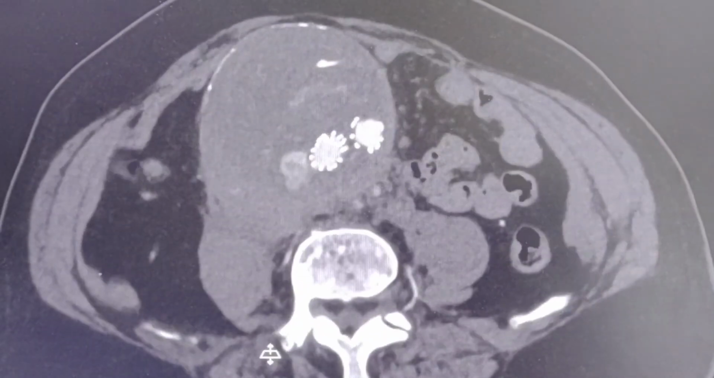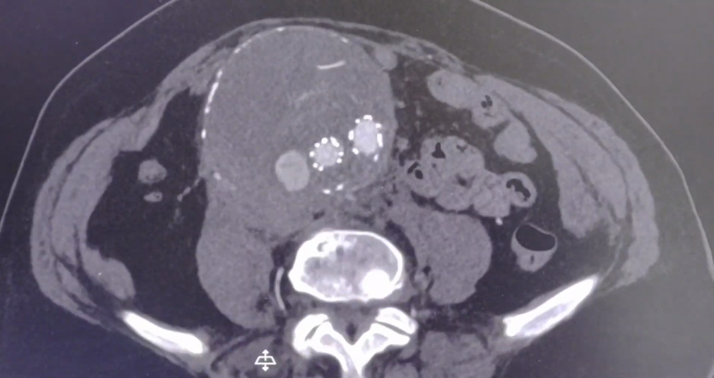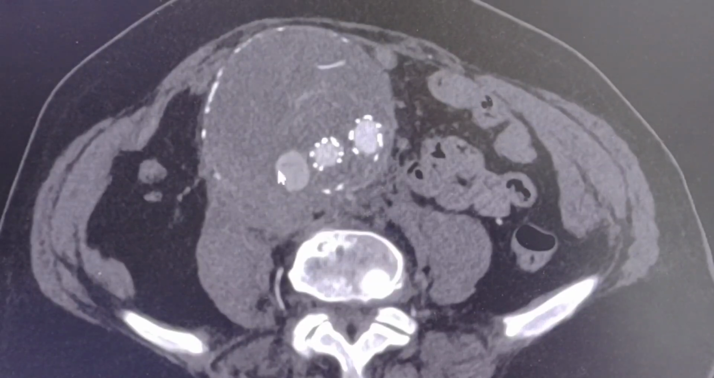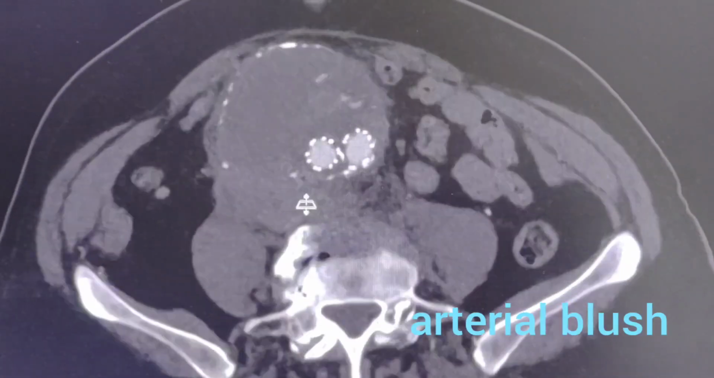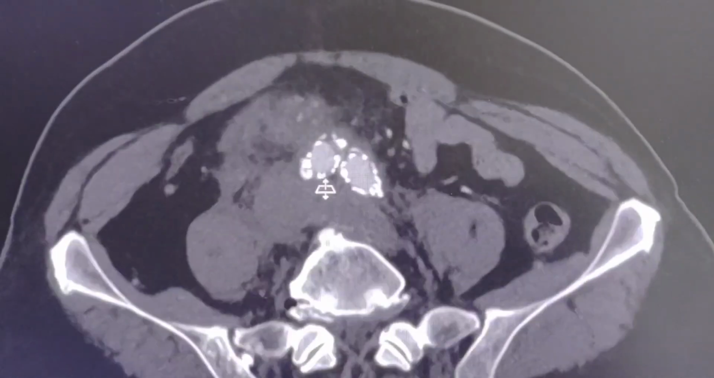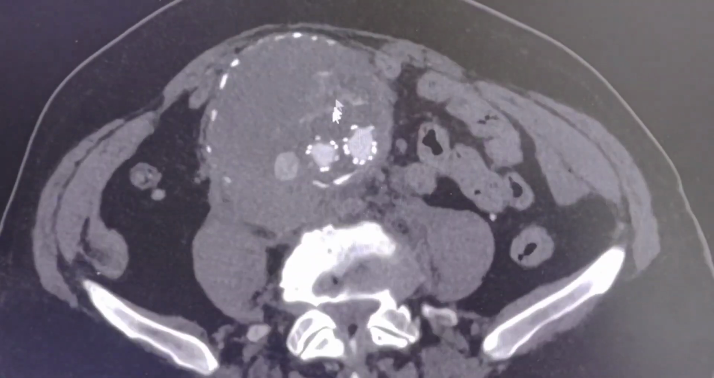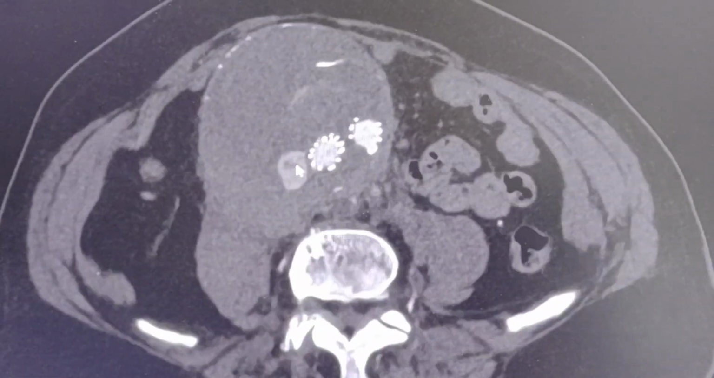But another interesting point is that this is the arterial phase, and we can see that there is an arterial blush here, as you can see. Here is the bifurcation with the stents, and at this point exactly there is an arterial blush.